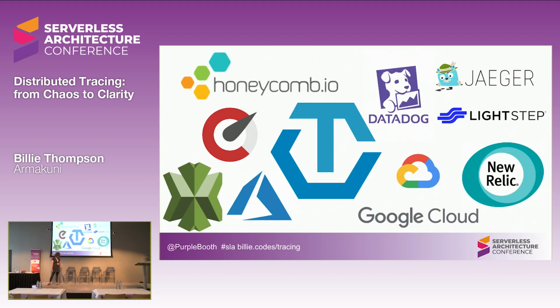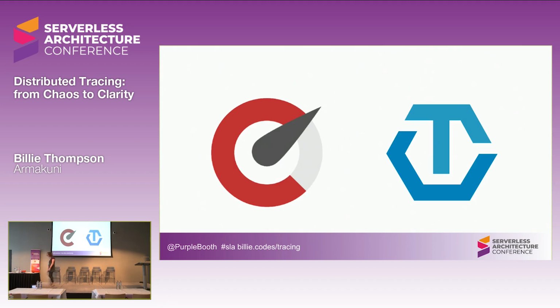So if you type tracing into Google, this is what you get. So there's a whole bunch of companies up there. So let's see, we've got Honeycomb.io at the top, we've got Datadog, we've got Jaeger, we've got Lightstep, we've got New Relic. Google Cloud has a Stackdriver Trace system. Azure have a tracing system that I couldn't find that much about. We have X-Ray from AWS. We also have OpenCensus, which is the circular-looking one, and the hexagonal one, that is OpenTracing.